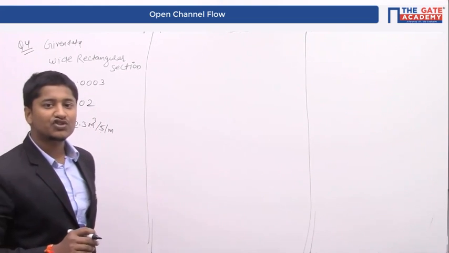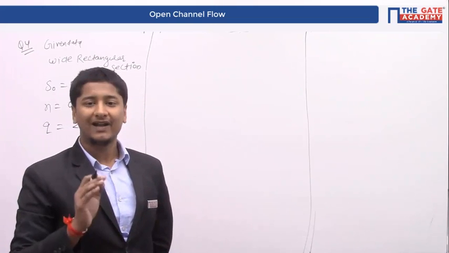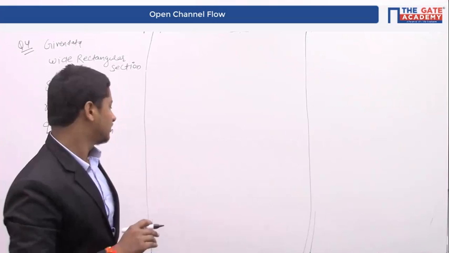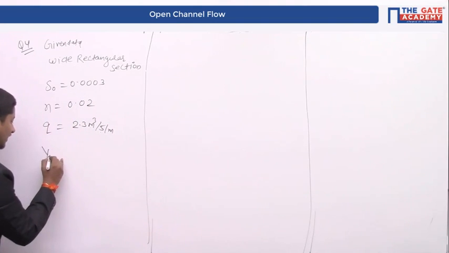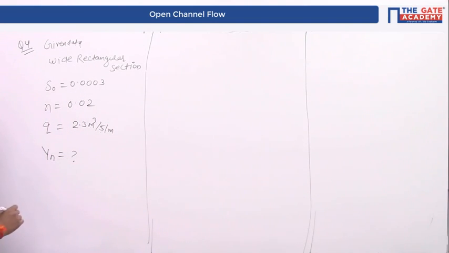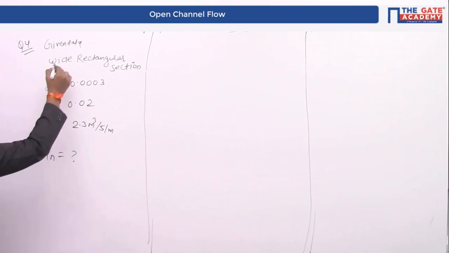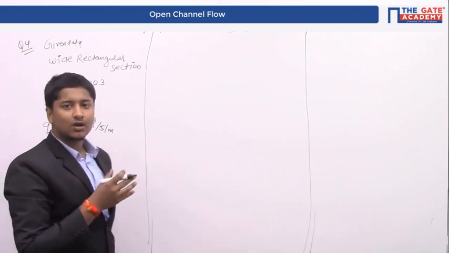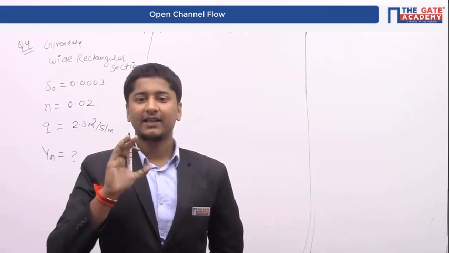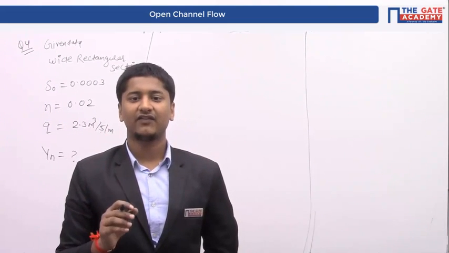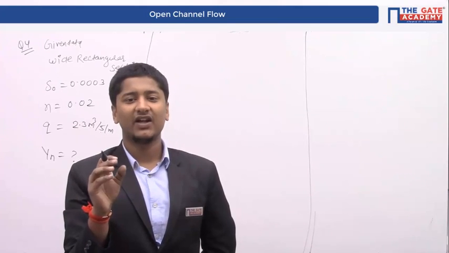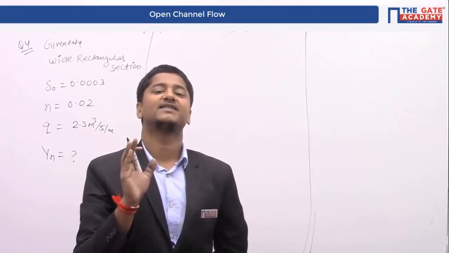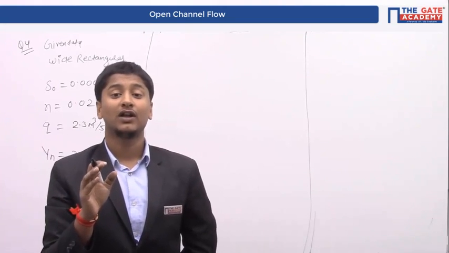Now look at this question, it is given to find out Yn. What is Yn? Yn is normal depth. So Yn you have to find out. If you look at this data, they have given n, Q, S naught. So in the given data itself, they have given you a hint. If n is given, definitely you are going to do something with the Manning's equation. Manning's equation is for what? Velocity.